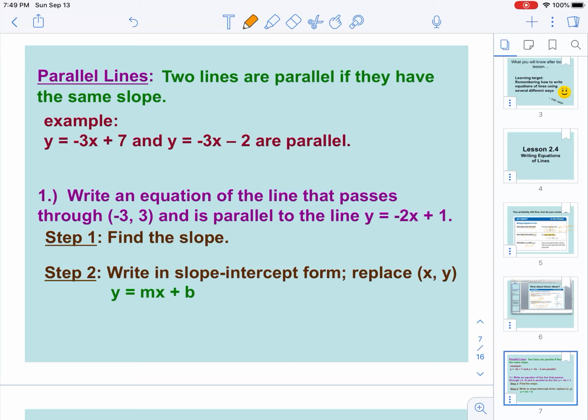So let's start with an example. 2 lines are parallel if they have the same slope. Remember that. And the example is, I have this equation and this equation, and I know they are parallel because my slope is -3. So what we want to do is write an equation of the line that passes, this was just an example up here. We're going to move on to another example.